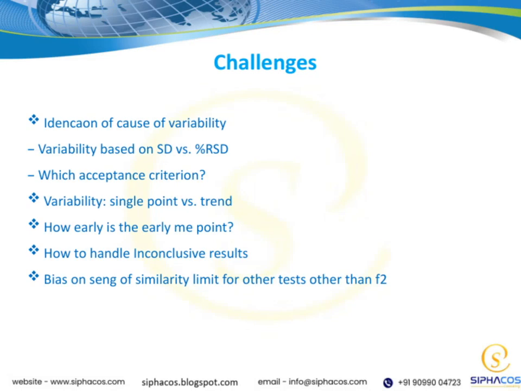Let's take a closer look at how we identify the cause of variability in our data. One of the first things we consider is whether the variability is based on standard deviation, or SD, versus the relative standard deviation, which is RSD. This distinction can influence how we interpret the data and determine what's acceptable. Next, we need to ask ourselves, which acceptance criterion are we using? Are we assessing variability based on a single point, or are we looking at a trend over time? This choice impacts our conclusions about consistency and stability.